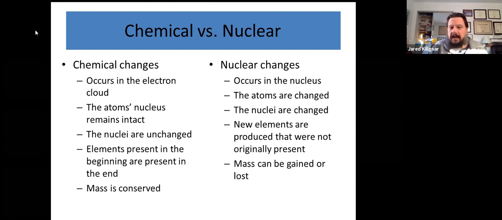In a nuclear reaction, the change occurs in the atom's nucleus. The atoms are changed. We have new types of atoms because their nuclei are different, and new elements can be produced that were not originally present. Mass can be gained or lost, and that's where we come up with Einstein's famous equation, E = mc², where energy is equal to mass times the square of the speed of light. So the mass that's lost is converted to energy.